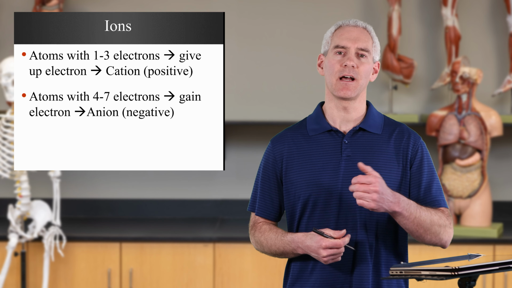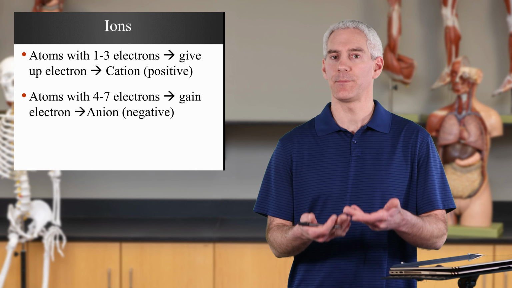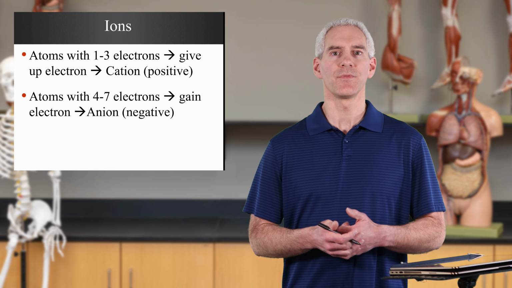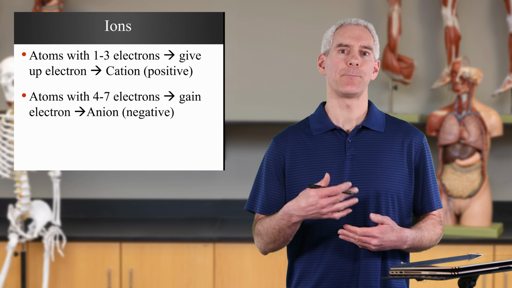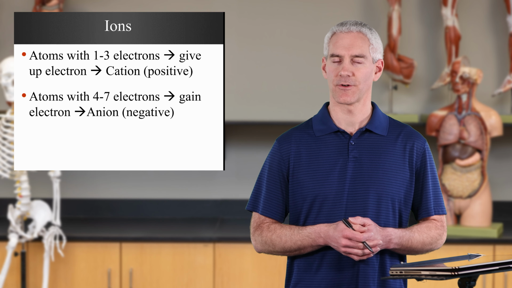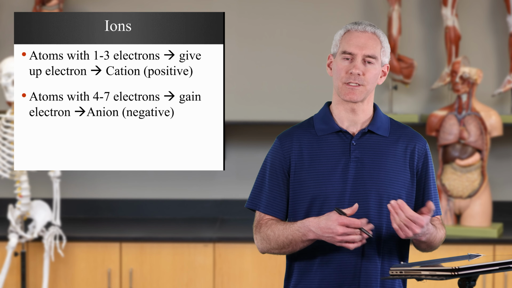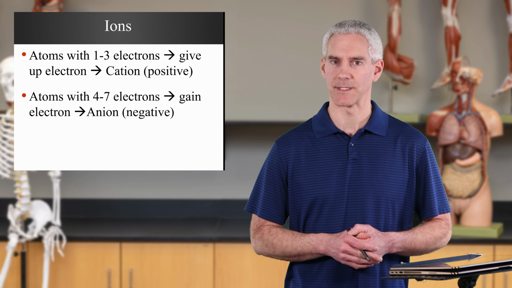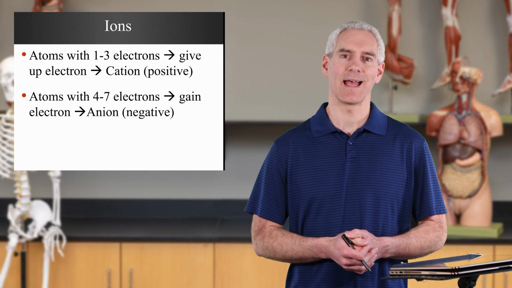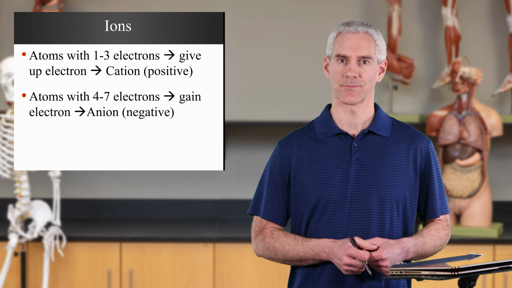So if you're losing electrons, that means you'll have fewer electrons compared to protons. This means that is going to be a positive charge. If you lose 1 electron, for example, there'll be a positive charge of 1. 2 electrons, plus 2, 3 electrons, plus 3. These will be known as cations, positively charged ions.